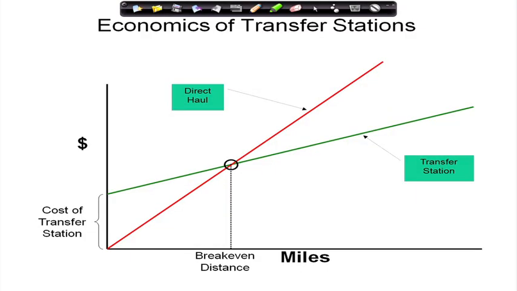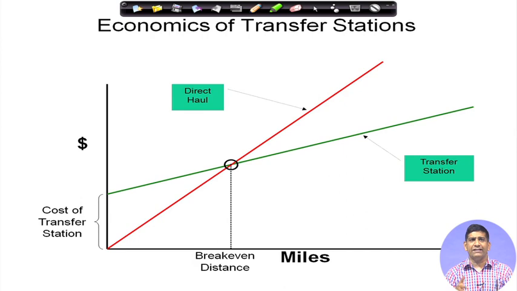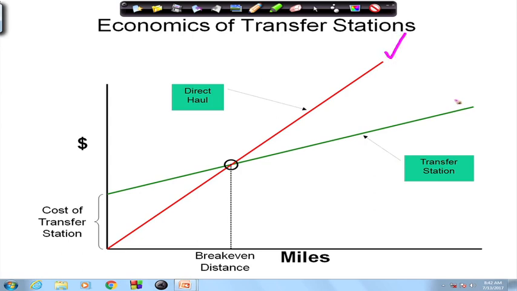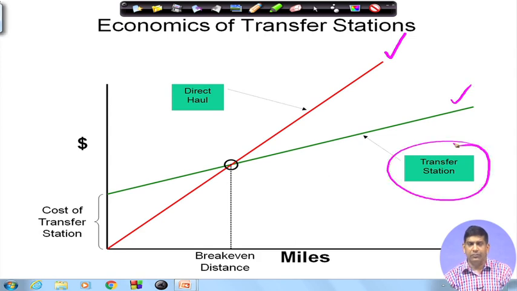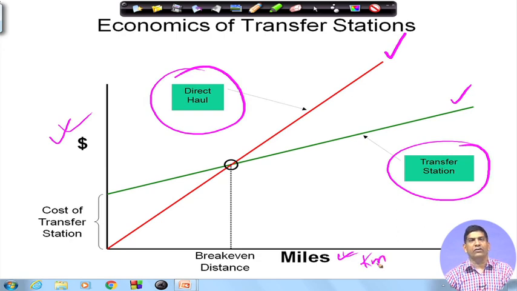You have to come up with essentially this graph, which you are seeing over here. So now, what is this graph? Let's explain it. As you can see here, there are two lines. We have this red line, and then we have this green line. This green line is for the transfer station option, and this red line is for the direct haul option, and since break-even distance was asked, we are plotting it as dollars per mile. We can also put it in kilometers or anything like that, because that's not a problem. You can put it in either way.